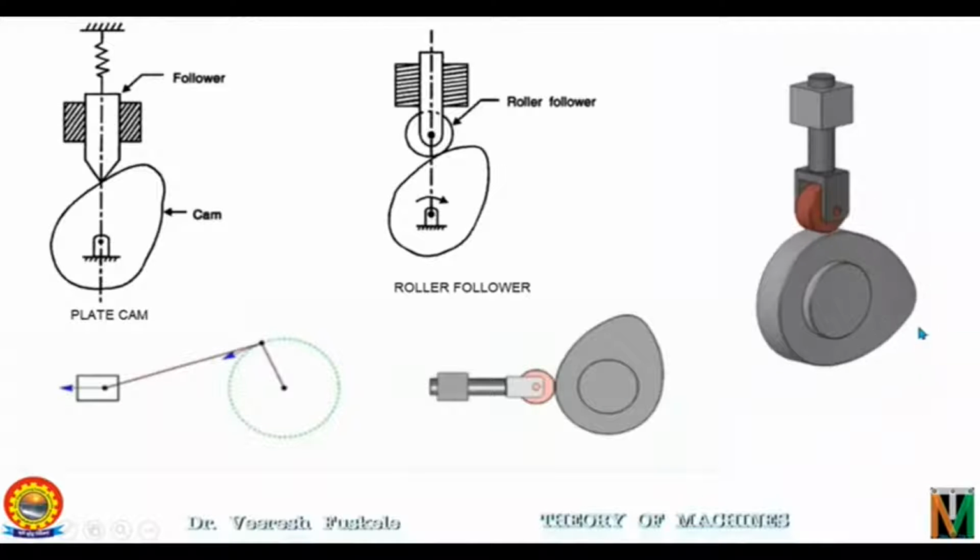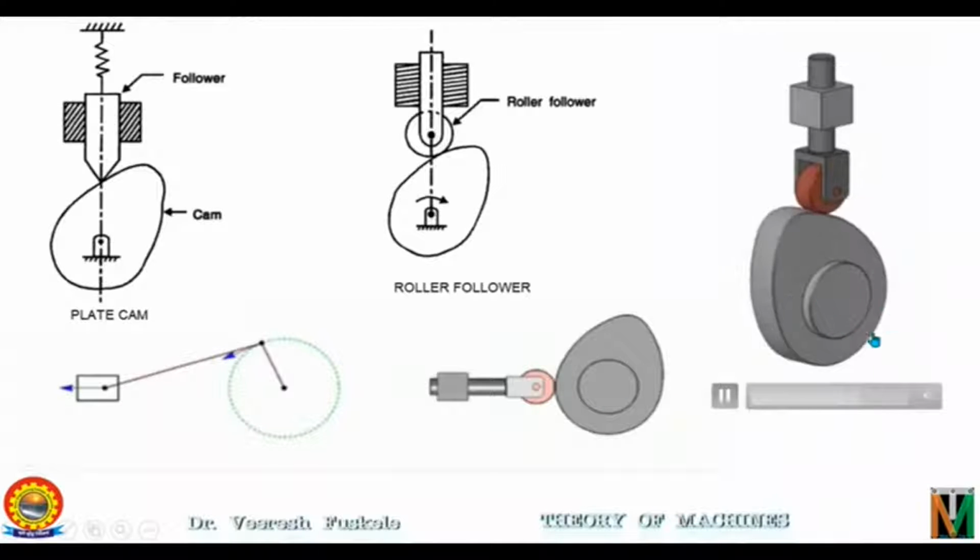As you can see here, cam is mounted on this fixed link, that is the foundation. This is the link 1. So cam is link 2. So there is a revolute pair between 1 and 2. And this is the output pair, which is a follower.